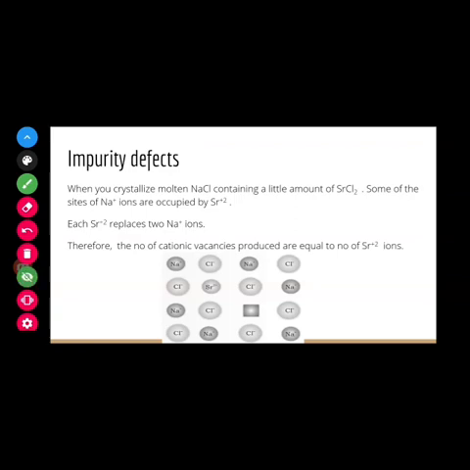Impurity defect. The example which we are going to study is NaCl and strontium chloride, sodium chloride and strontium chloride. Can you see a crystal here? This is a crystal of NaCl. When you are crystallizing molten NaCl which has a little amount of strontium chloride, some of the sites of Na+ ions will be occupied by Sr2+ ions.